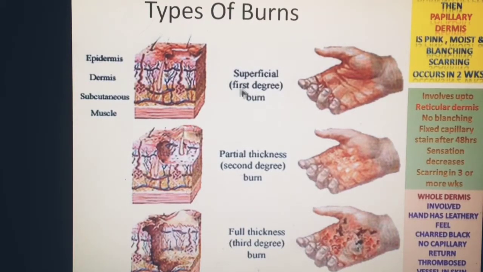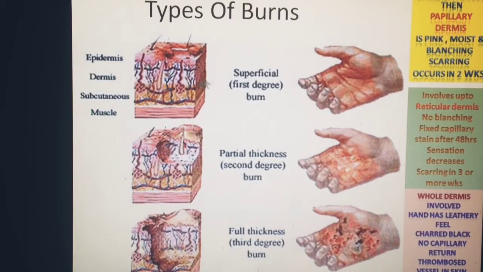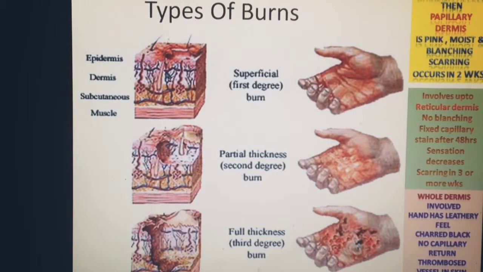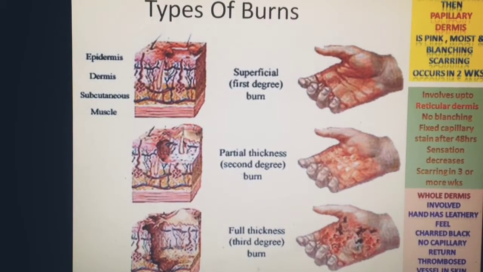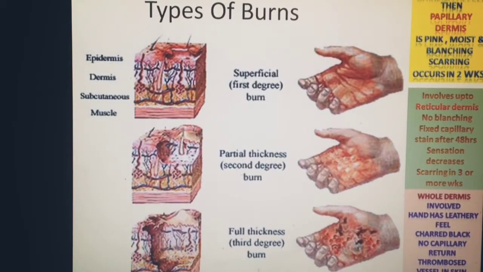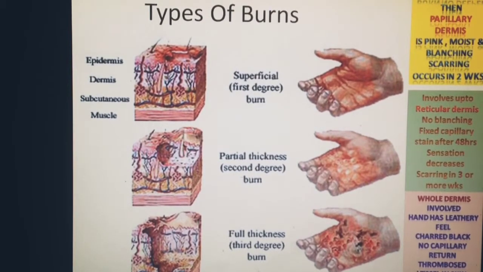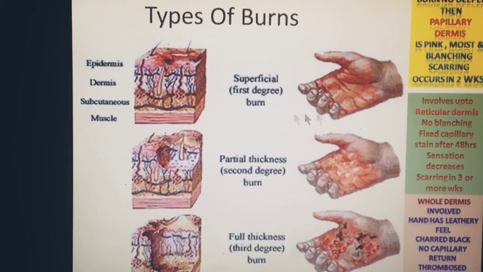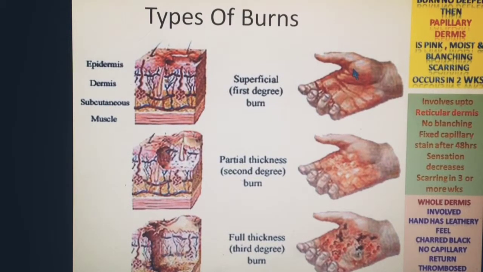Now, in the types of burn, if the patient has received a superficial burn or first degree burn, the burn is no deeper than the papillary dermis. And it is pink, moist, and blanching. Blanching means if we press upon it, the pink color would disappear and become white because the blood supply in that area is being stopped. After removing pressure, that area would again become pink. This is known as blanching. In this type of burn, healing occurs within 2 weeks.